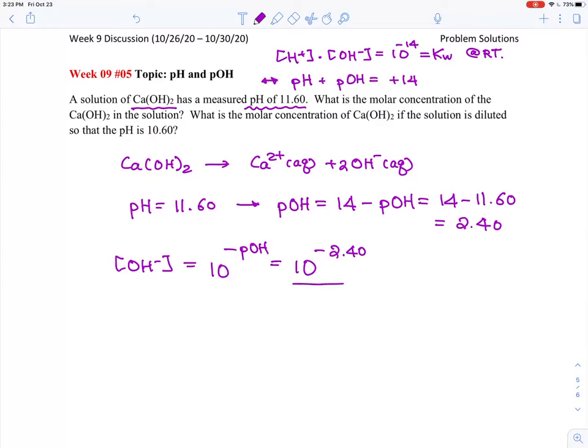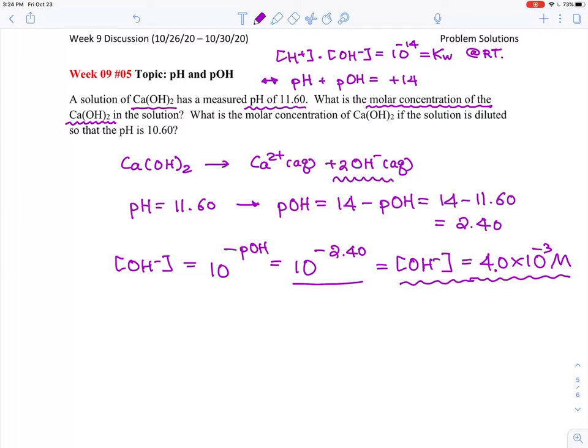That is the concentration of OH minus ions in this solution. If you plug it into the equation, we will get roughly 4.0 times 10 to the minus 3 molar concentration. Okay, so what is the molar concentration of not OH minus but the calcium hydroxide solution here? As you can see, 1 mole of calcium hydroxide will generate 2 moles of OH minus.